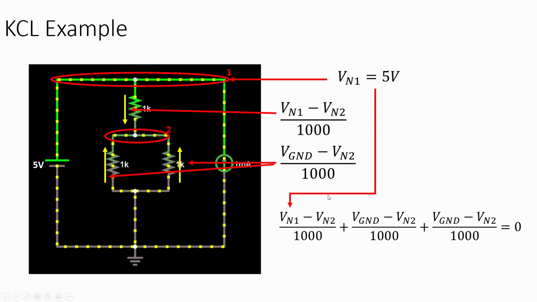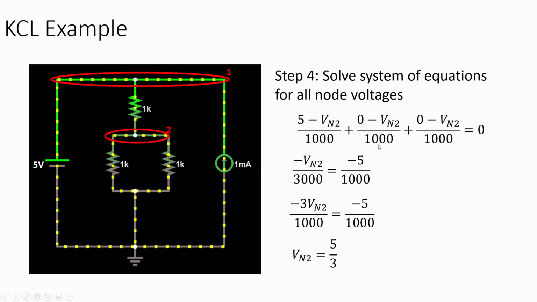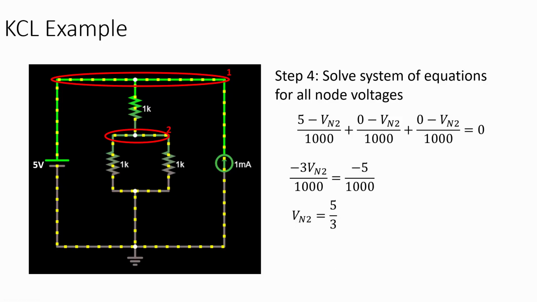And say that all of these currents equal 0. So then if you substitute the 5 volts in, you end up with (5 minus voltage at node 2) over 1,000, plus (0 minus voltage at node 2) over 1,000, plus (0 minus voltage at node 2) over 1,000 equals 0. So if you sum all these up, you end up with 3 times the voltage at node 2 over 1,000 plus minus 5 over 1,000. And then you can move it to the other side, cancel out the negatives, and you end up with the voltage at node 2 is 5 over 3.